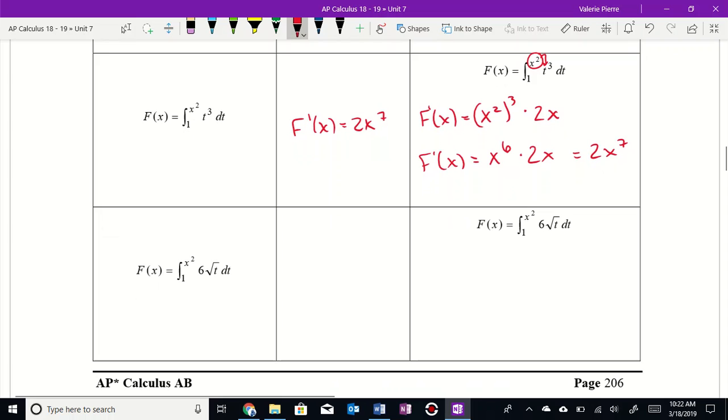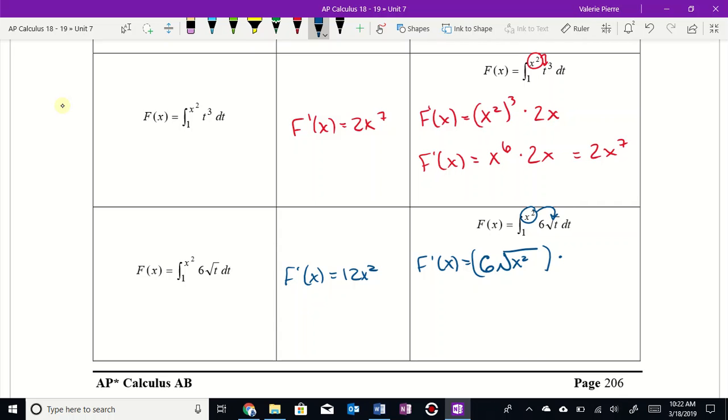And then last but not least, we got that this derivative is equal to 12x squared. And if we check, we get that f prime of x equals 6 square root of x squared times the derivative of x squared, which is 2x. The square root of x squared is just x, so 6x times 2x, which is equal to 12x squared, which is what we got.